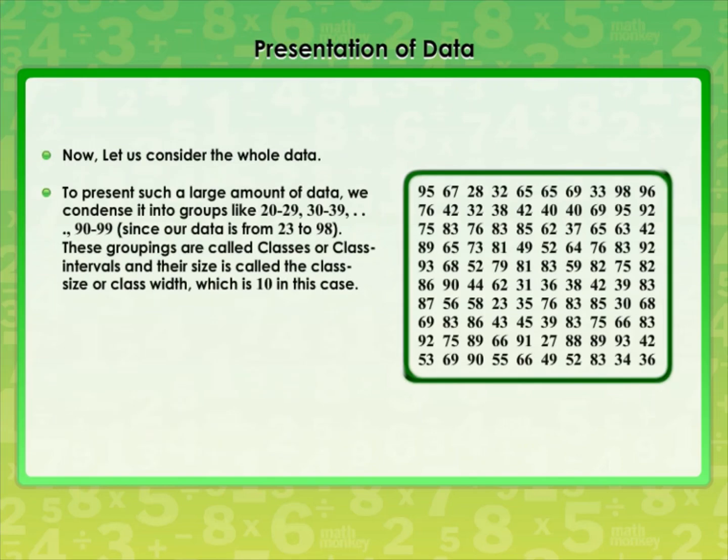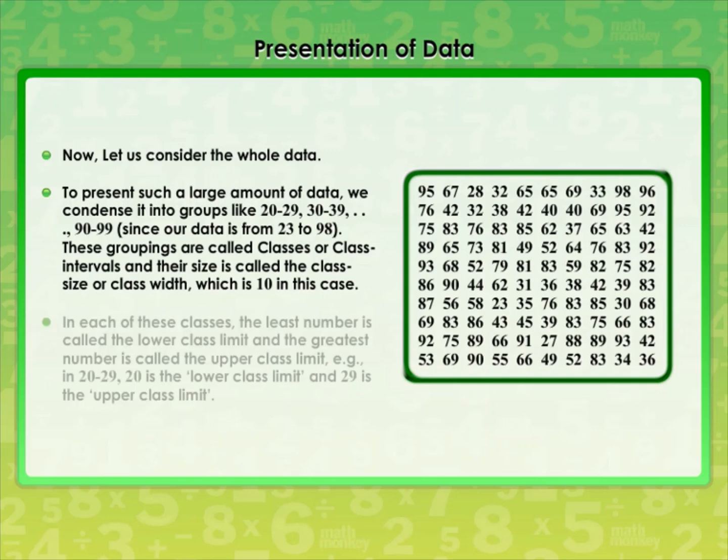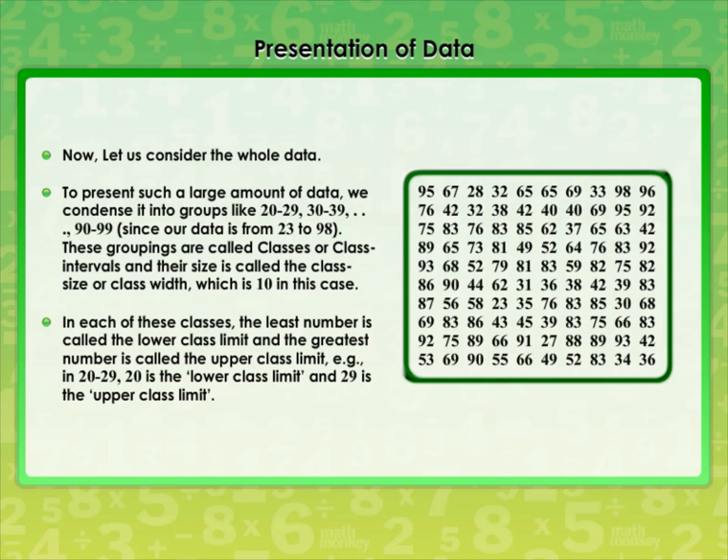Now let's consider the whole data. To present such a large amount of data, we condense it into groups like 20 to 29, 30 to 39, and so on, up to 90 to 99, since our data is from 23 to 98. These groupings are called classes or class intervals, and their size is called the class size or class width, which is 10 in this case. In each of these classes, the least number is called the lower class limit and the greatest number is called the upper class limit. For example, in 20 to 29, 20 is the lower class limit and 29 is the upper class limit.